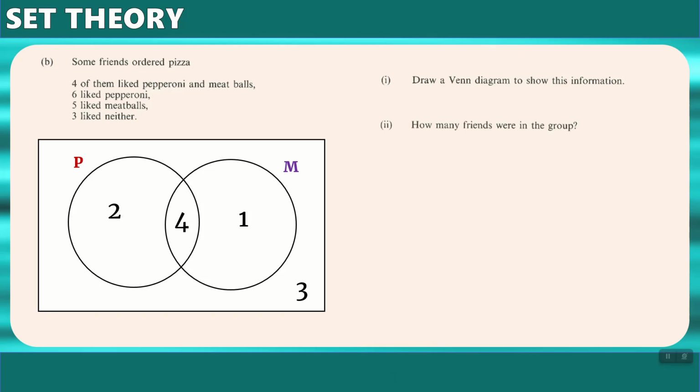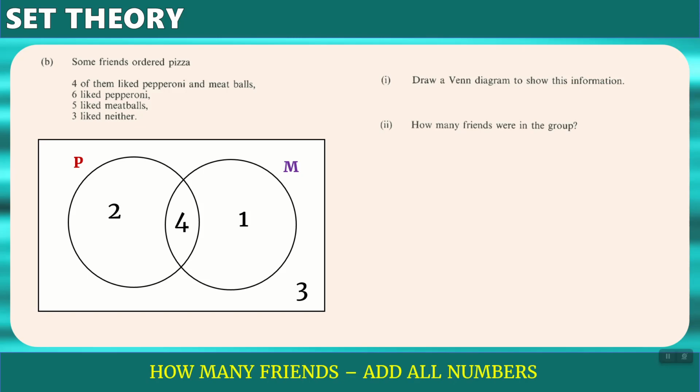Part 2 says how many friends were in the group? Well, that's pretty easy. All we do is we add up all of our numbers. And so we start with 2, we add 4, we add 1, and yes, the 3 is significant. Those are the people that didn't like pepperoni or meatballs, but they are still part of the group. And so we add 2 plus 4 plus 1 plus 3, and that gives us 10.